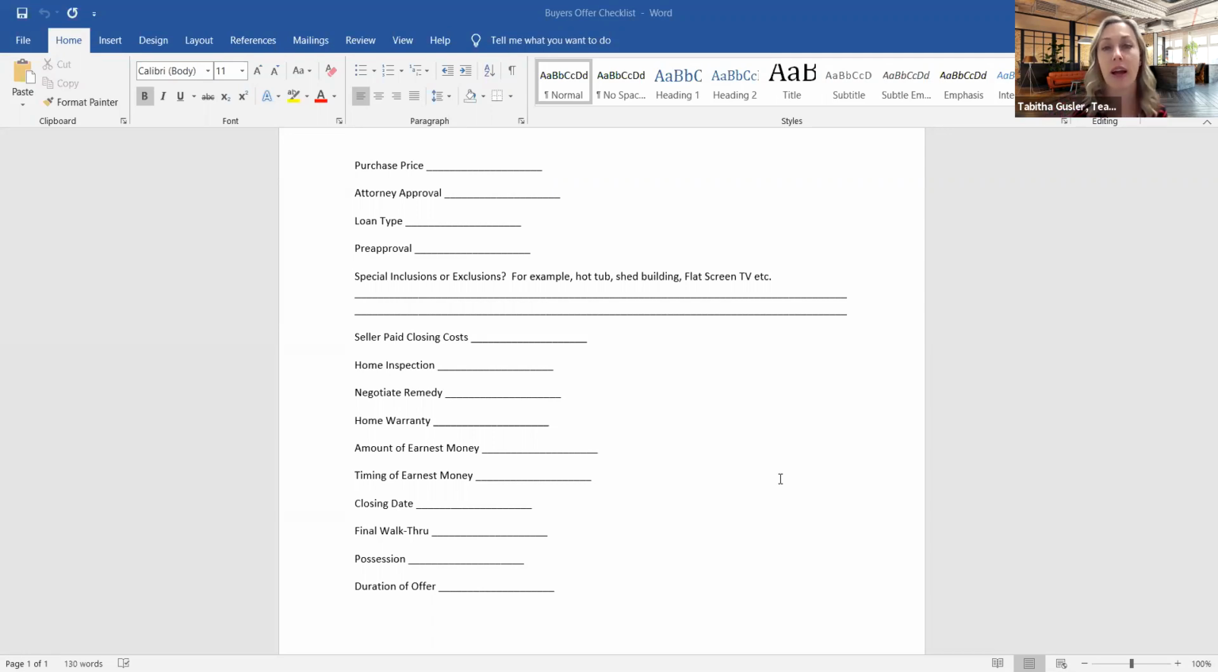Special inclusions or exclusions, right? So as we're going through the home, look at and consider if there's something that you're in love with. Ask me if it's attached or included automatically. And if I say no, we need to write that in right away. Seller paid closing costs, guys, that is still a thing, right? Not in every area and not on every house, but it is still prevalent in certain areas and in certain price points. So you need to be prepared for that ahead of time.